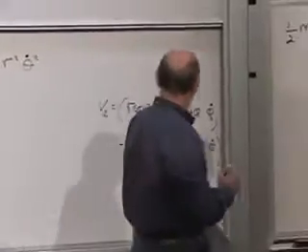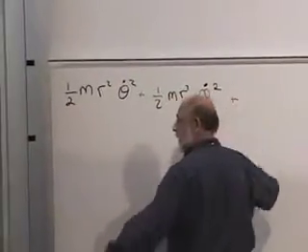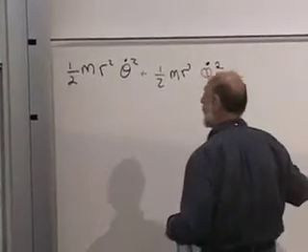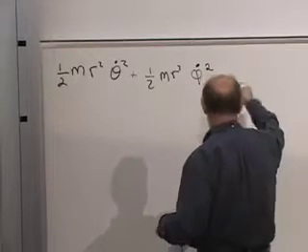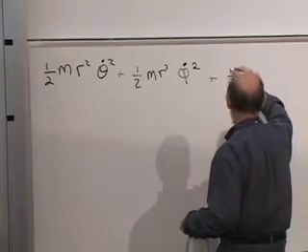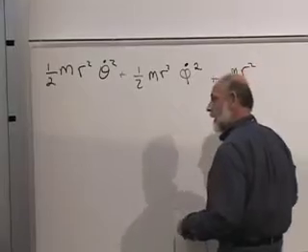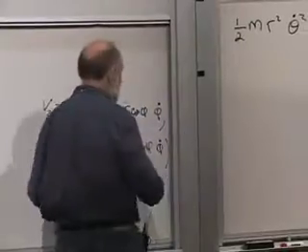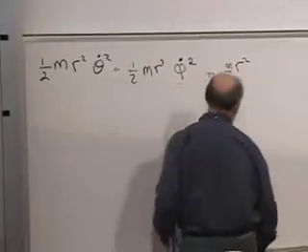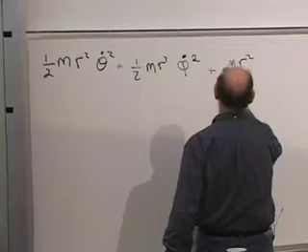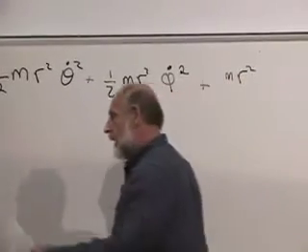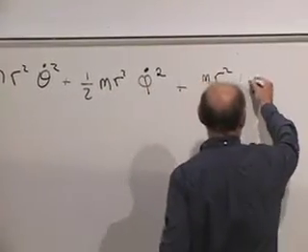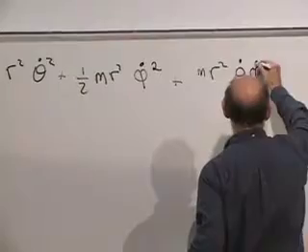Okay, so let's add them in. We have plus, of course, 1 half m again, 1 half m r squared times 2. There's always a 2. When a plus b squared has 2ab, so there's a 2, that'll eat up this 2 in the denominator. It'll give us a theta dot times a phi dot. Ooh, that's something new. Theta dot times phi dot.